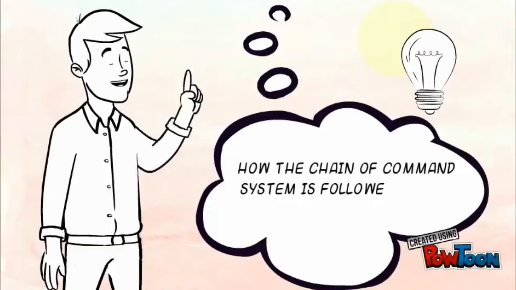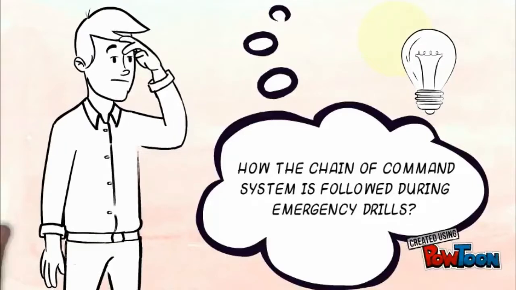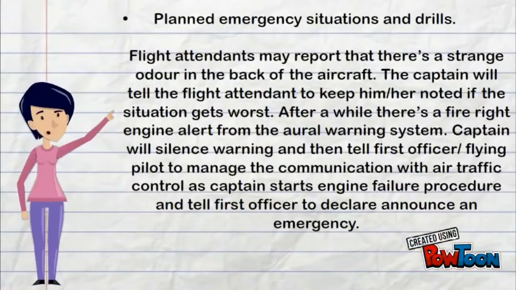Explain how the chain of command system is followed during emergency drills. Planned emergency situations and drills. Flight attendants may report that there's a strange odor in the back of the aircraft. The captain will tell the flight attendant to keep him or her notified if the situation gets worse.